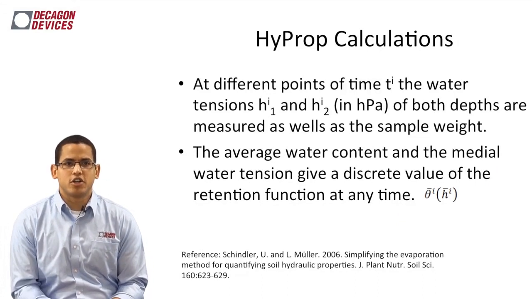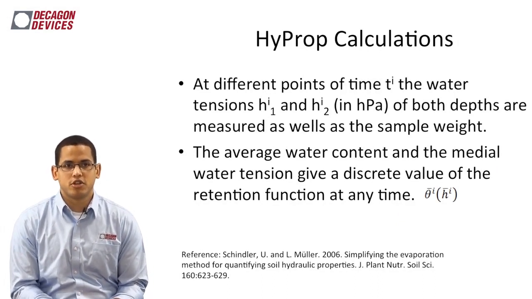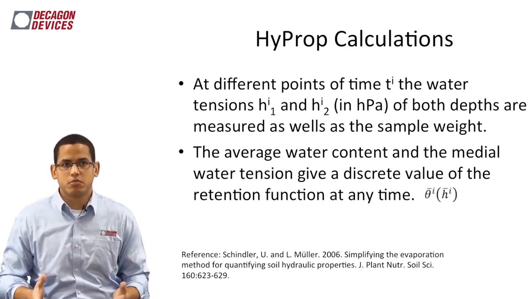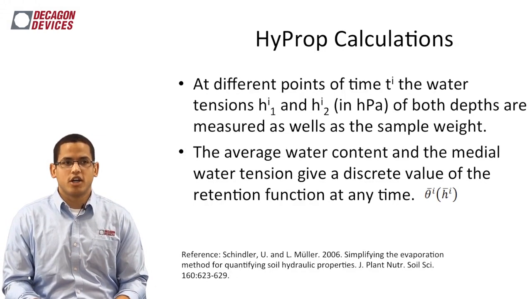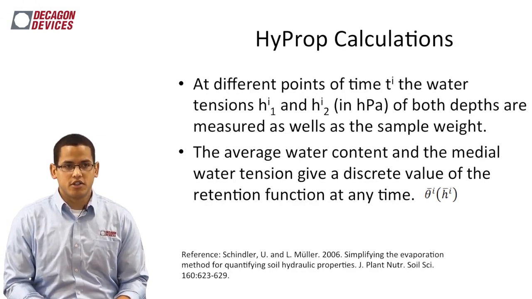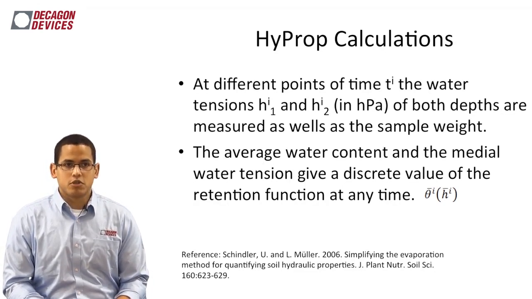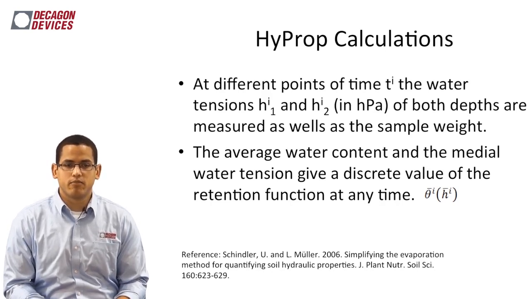I'll just briefly go into the calculations that the HYPROP does to measure the water potential and the unsaturated hydraulic conductivity. We won't focus too much on this. Essentially, at 2 different points within the sample, over time, we're measuring the tensions at the 2 different points and the sample weight. So we're able to take the average water content, or the change in water content, and the medial water tensions and give a discrete value of the retention function at any time.